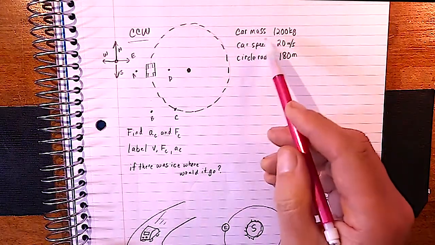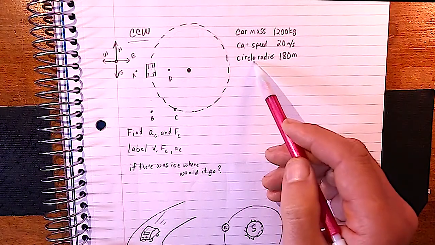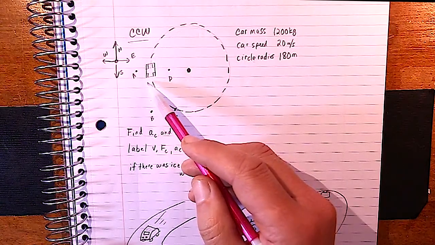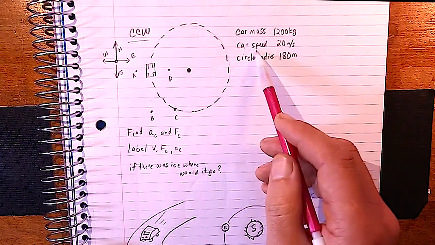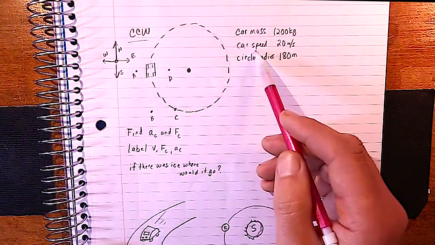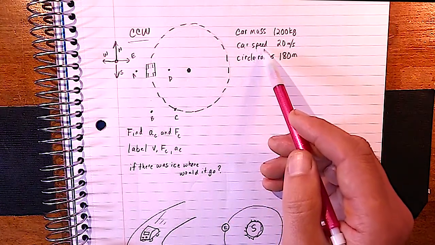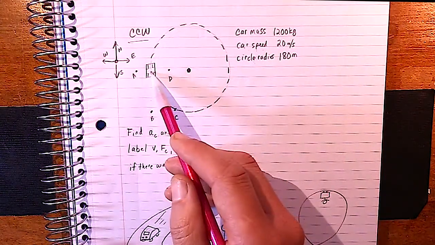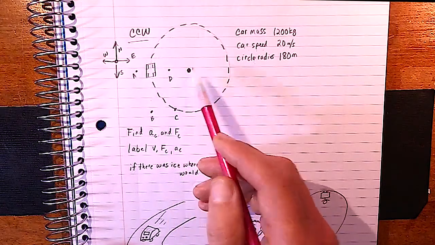And we're given the car mass, the speed, and the radius. Now, remember that when we're talking about the velocity, we have to include the direction. But the speed is referring to how fast the car is moving at any point in the circle. So the speed means we don't have to take into account the direction. The radius of the circle is obviously from the car to the center.